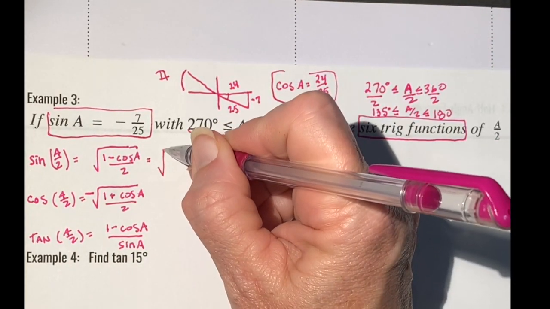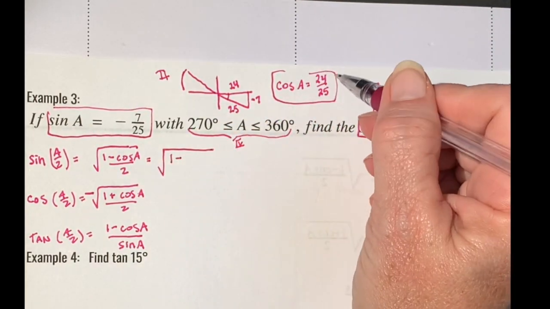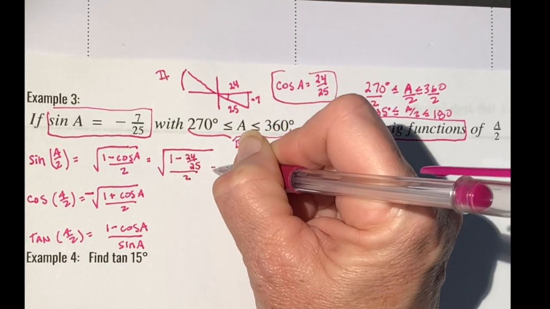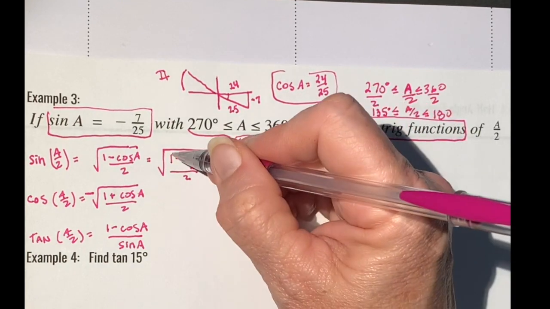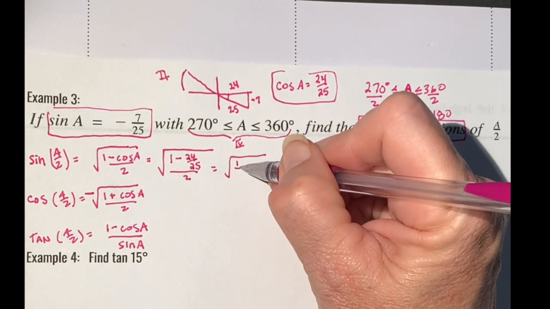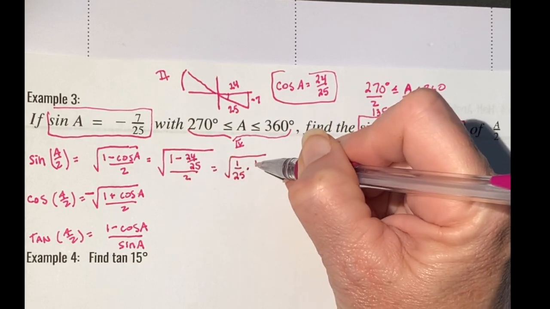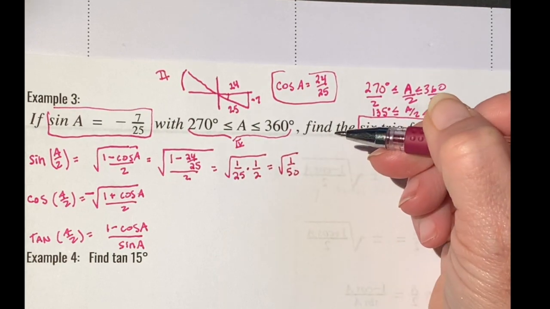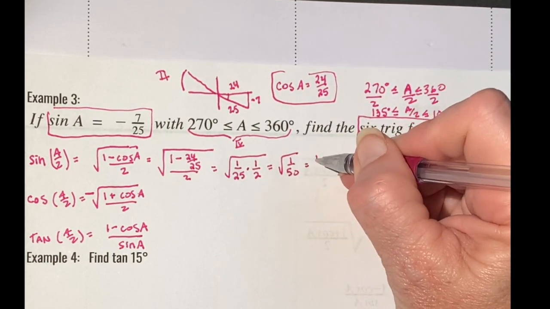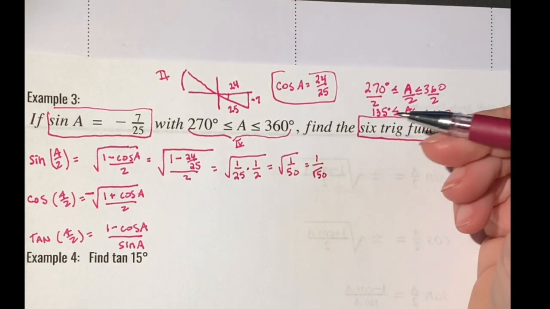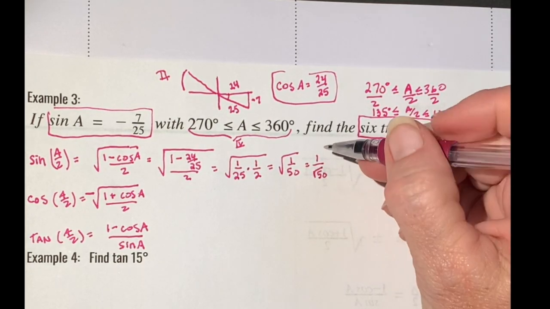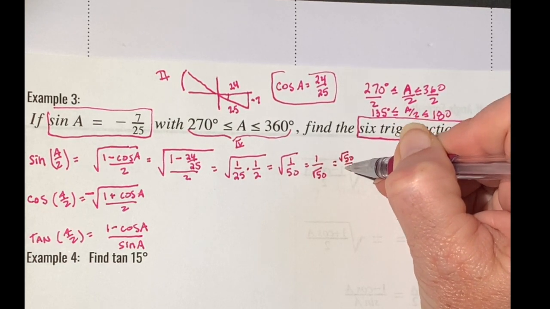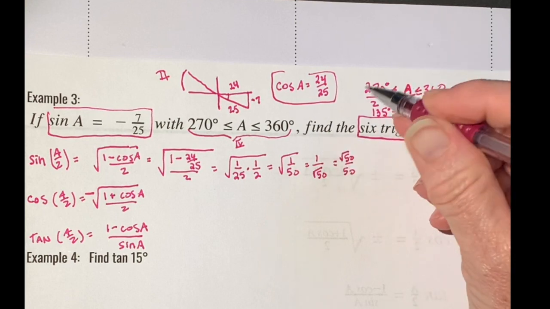So positive square root of 1 minus 24/25, divided by 2. Think of this as 25/25 minus 24/25. That's 1/25. Dividing by 2 is the same as multiplying by 1 over 2. And I get the square root of 1 over 50, which, of course, is 1 over the square root of 50. Again, I'm sure WebAssign would probably accept that, but if you want to rationalize it, this becomes square root of 50 over 50, multiplying by the square root of 50 on top and bottom.